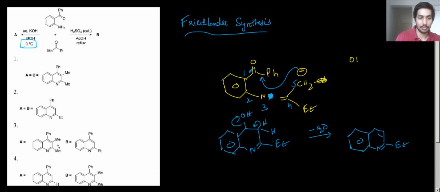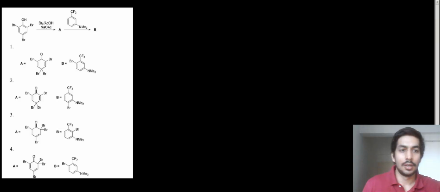So the correct answer would be, you can see over here, methyl, phenyl, and over here, like we discussed, ethyl and phenyl. I missed out drawing the phenyl over here. You can draw the phenyl. So that is why in this case the correct answer is option number 4. It was a good question, to be very honest.